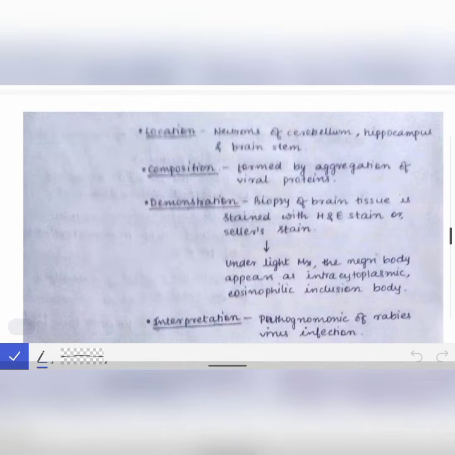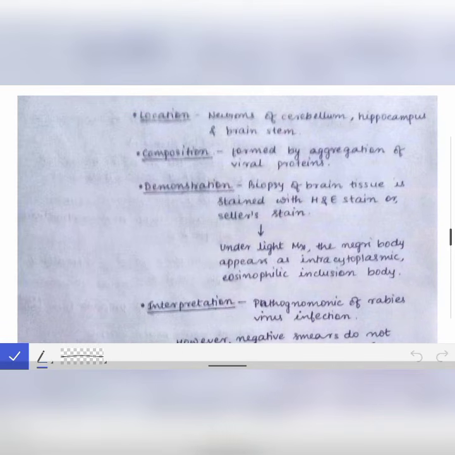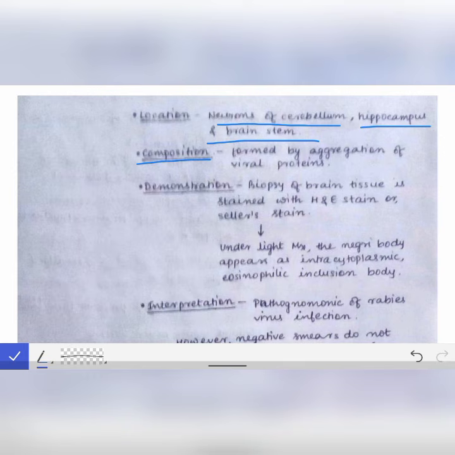Now coming to the location of these inclusion bodies. Inclusion bodies are commonly seen in the neurons of the cerebellum, hippocampus, and the brain stem. These sites are very important to remember, because these are the most important locations of the Negri bodies. What is the composition of these Negri bodies? They are formed by the aggregation of viral proteins.